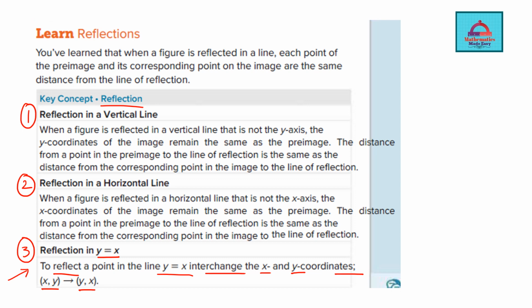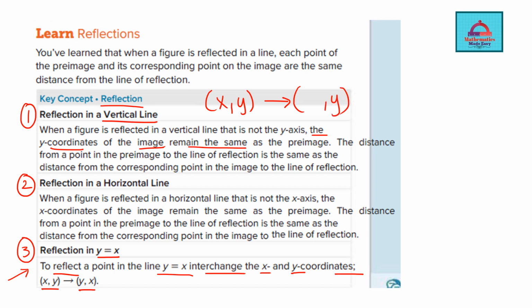Now for the vertical line, you have the concept that for the vertical line, the y coordinate of the image remains the same. So if the coordinate is (x, y) before the reflection, then after the reflection, x will change, but the y coordinate will remain the same.